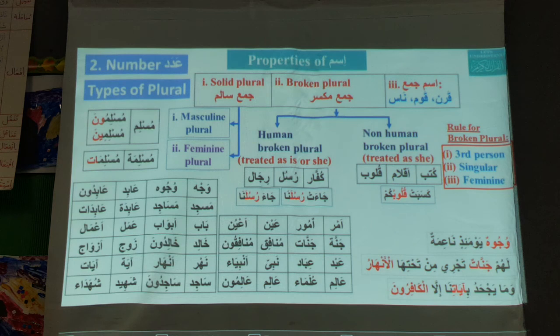Would you please repeat the meaning of wujuhun yawma idhin na'imah? On that day, many faces, wujuh, will be happy. Some faces will be happy.